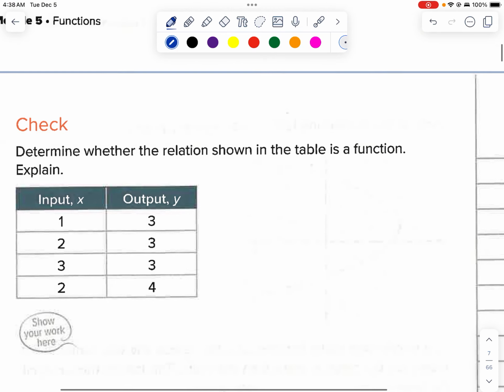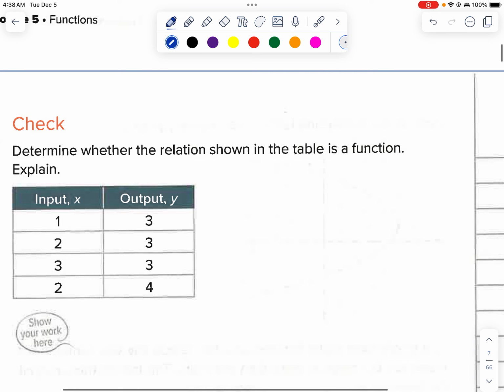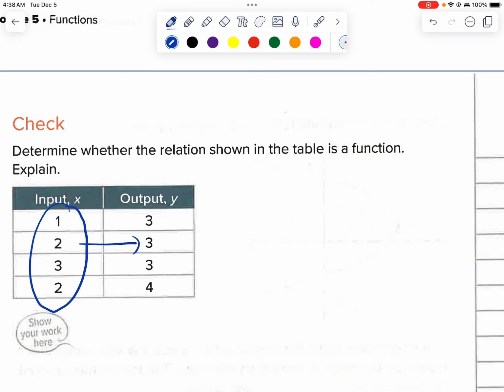Okay. Do any of these numbers repeat themselves? Yes, 2 does. 2 goes to 3 and to 4. Those are two different numbers that it goes to. So it is not a function.